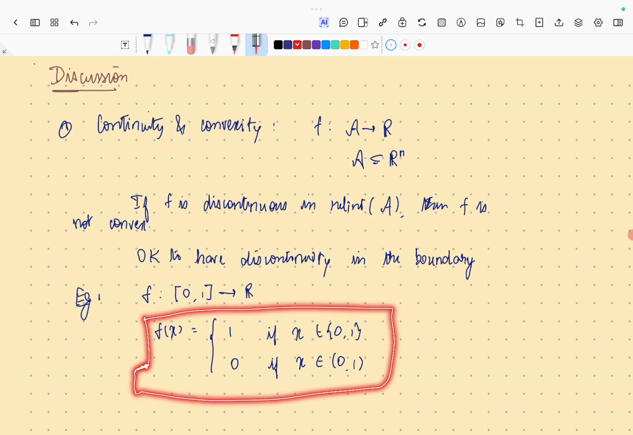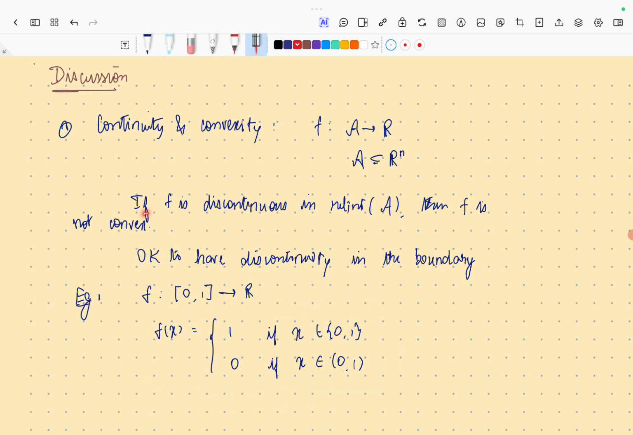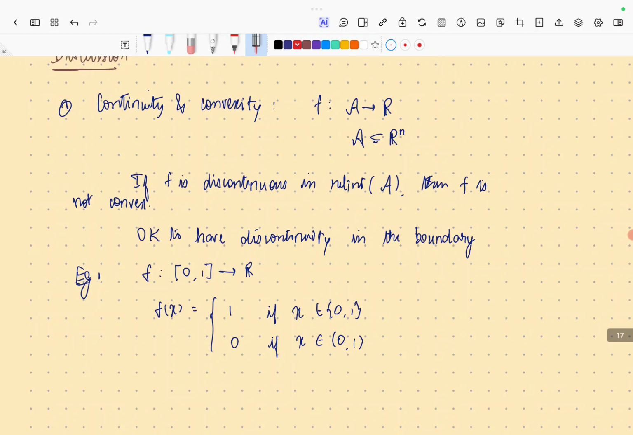All right. But if the function is discontinuous at any point in the relative interior or in the interior of the domain, then this function cannot be convex. So in particular, if you have a function that is defined over all of R, then the function has to be continuous for it to be convex. Okay? Any questions?